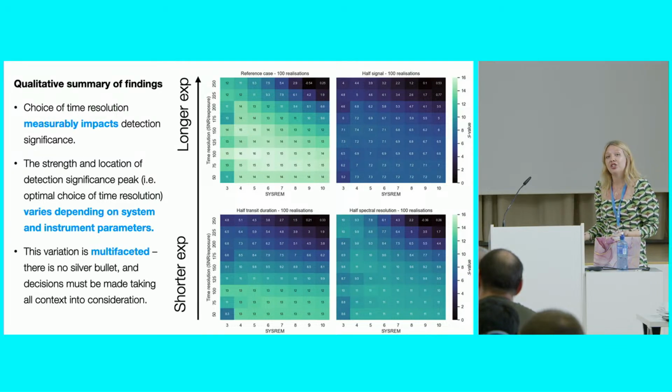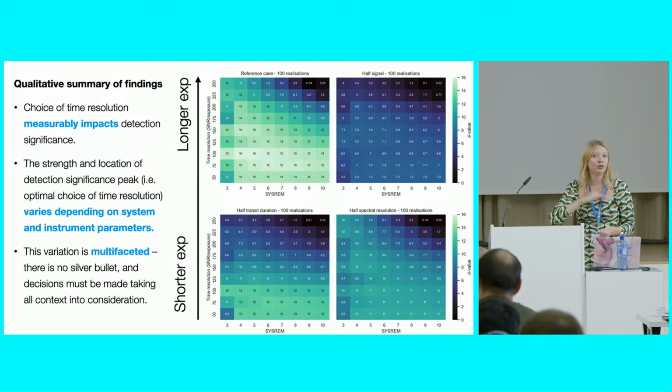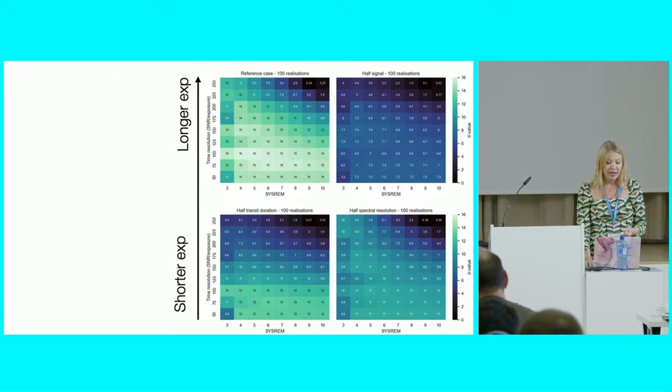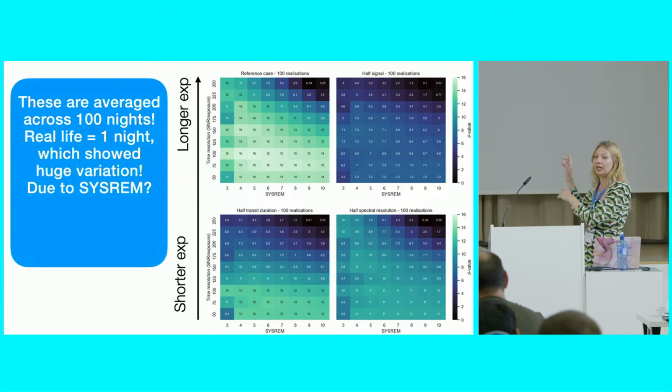And the way in which this varies is also multifaceted, in that there's no one silver bullet like, okay, always go shorter or always go longer. It depends. You have to take the whole context into consideration. And bearing in mind, this is for 100 nights. Each of these squares is 100 nights, right, averaged.